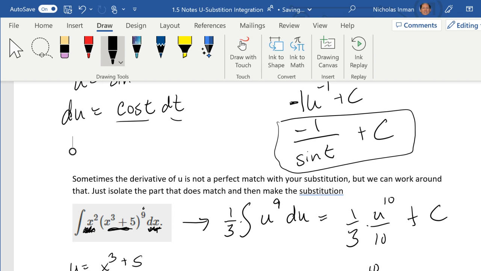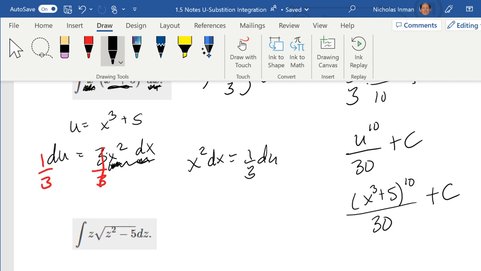And we have integrated this function. Okay. If you don't believe me, double check it. Take the derivative of that function, and you should return x squared times x cubed plus 5 to the 9th power. All right, keep going here.